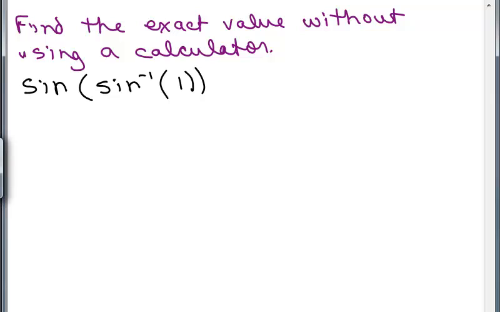Remember, what's inside we have to compute first, and that is actually going to be a real number or an angle, and we're going to write it as a real number. So we're looking for an angle where the sine is 1, between negative pi over 2 and pi over 2. I'm going to think of this as x, and x is an angle that has a sine of 1. So where would that be, if you haven't memorized it?